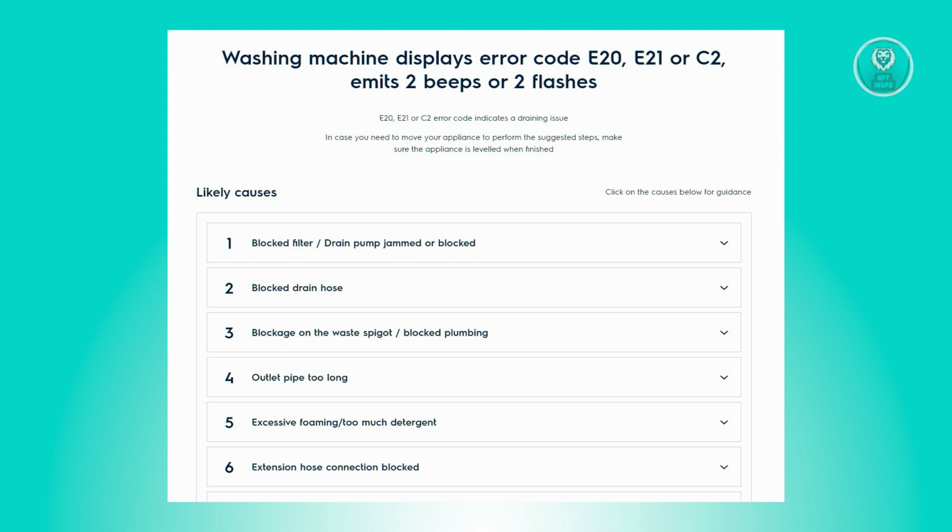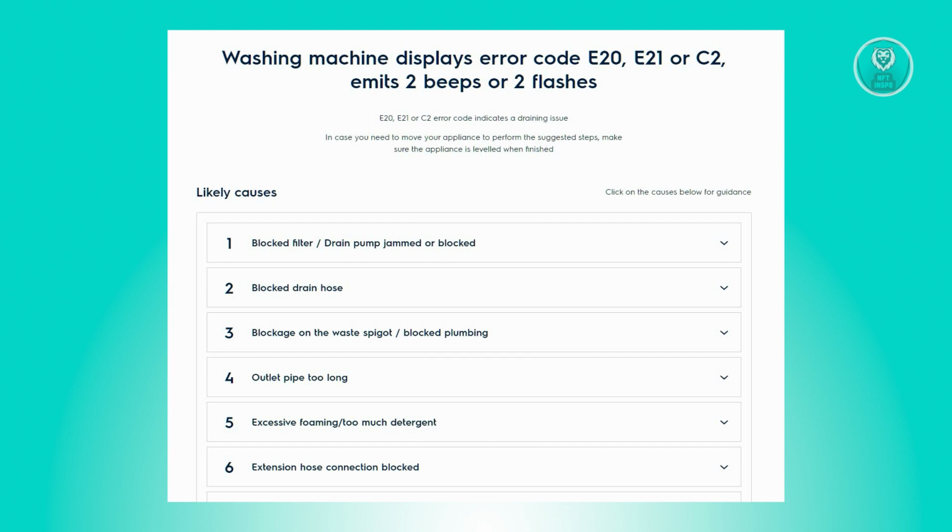Next step, inspect the drain pump. If the filter and hose are clear yet the issue persists, the drain pump itself may be the culprit. Accessing the pump might require dismantling more parts of the machine, depending on its specific model. Now, if you're uncomfortable doing so, proceed cautiously, otherwise consider seeking guidance from a technician or referring to the user manual.